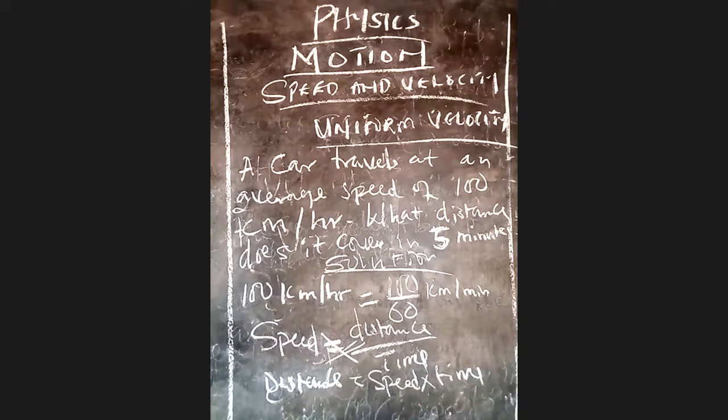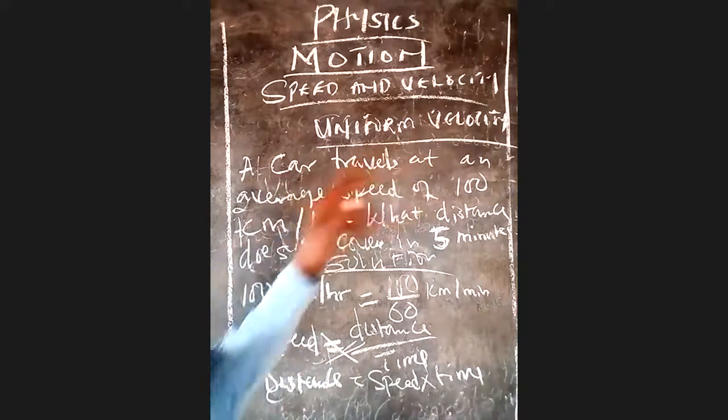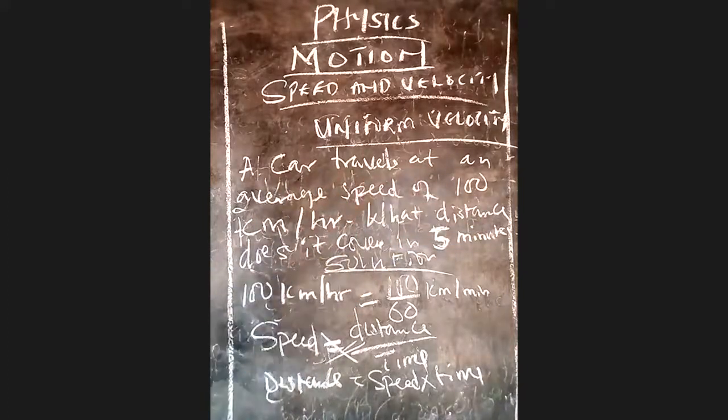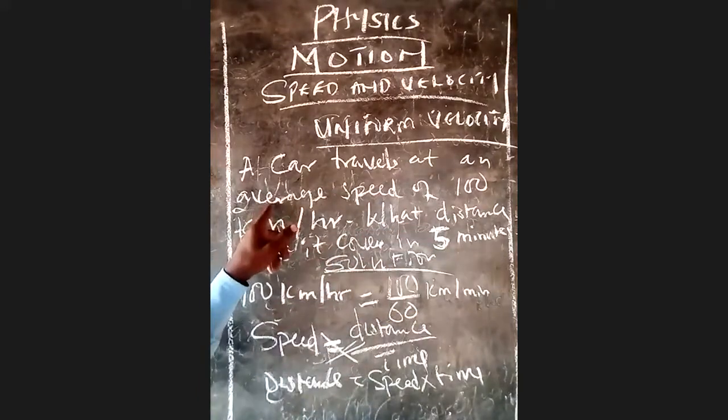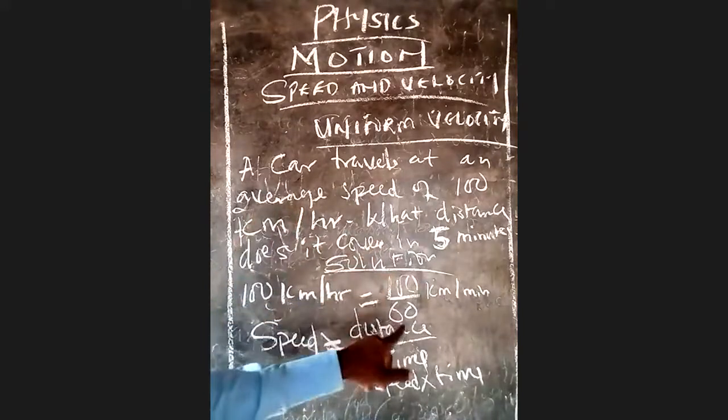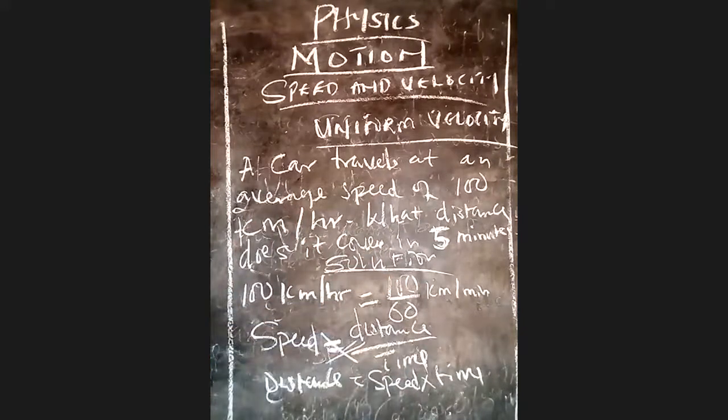So what is the speed? A car travels at an average speed of 100 kilometers per hour. They say what distance does it cover in 5 minutes? So our speed now is 100 all over 60, which is equal to 100 all over 60.